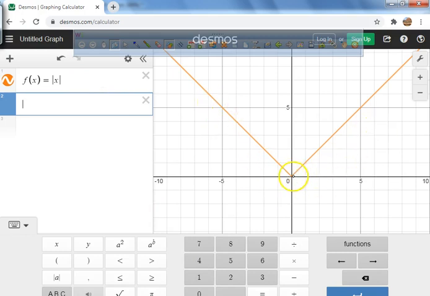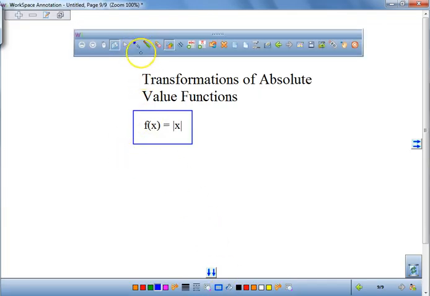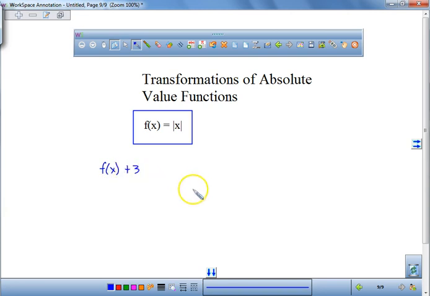You can see that from 0, 0, it just goes up 1, over 1, up 1, over 1, up 1, over 1. Now what we're going to do is transform this to different places. So here's what we're going to talk about. First thing we're going to talk about is what happens if I do f of x and let's say I add 3 to it. Now, if f of x equals the absolute value of x, then that basically means the absolute value of x plus 3.